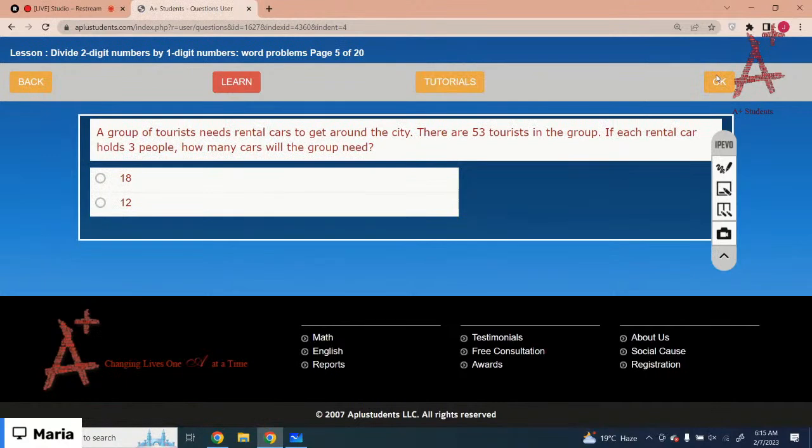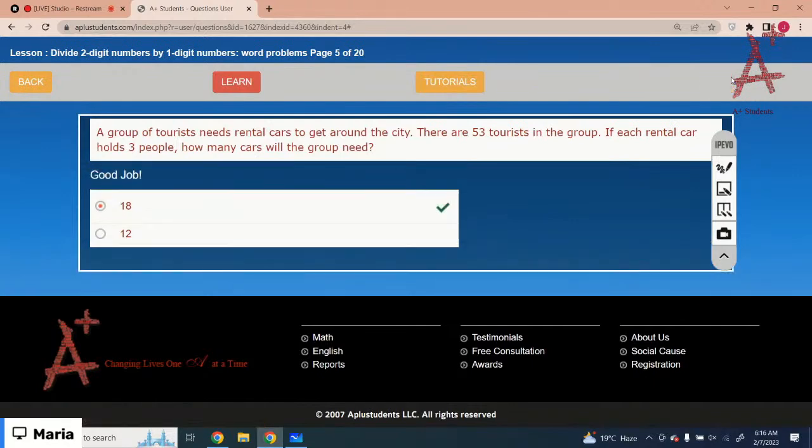Okay, the next one is a group of tourists needs a rental car. I think the answer is 18. That's the one we did in the tutorial. A group of tourists need a rental car to get around the city. There are 53 tourists in the group. If each rental car holds 3 people, yes, that's the one we did on the board. So the correct option is 18. Got it?